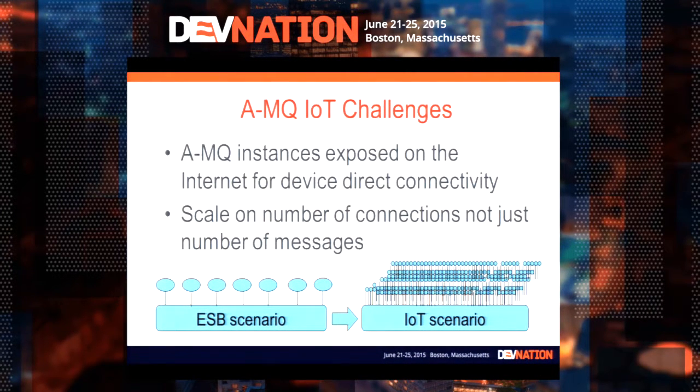What are the challenges of a middleware like A-MQ, which was made for requirements coming from the enterprise business? Well, mainly two. First of all, in the enterprise business, your middleware is mainly in an intranet. Here it is exposed to the internet, and it has to cope with millions of connections. Few messages, but millions of connections, and this is something that is normally underestimated.